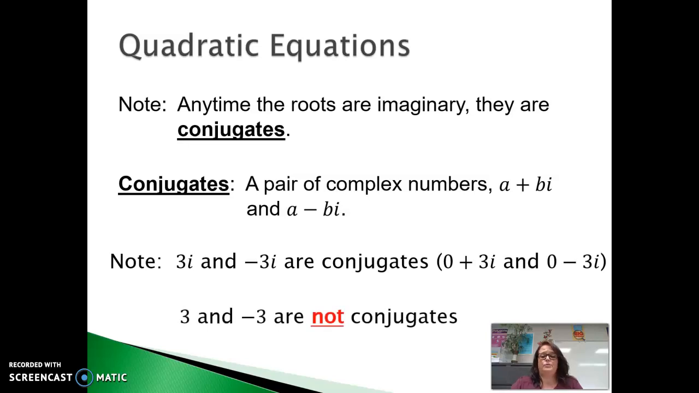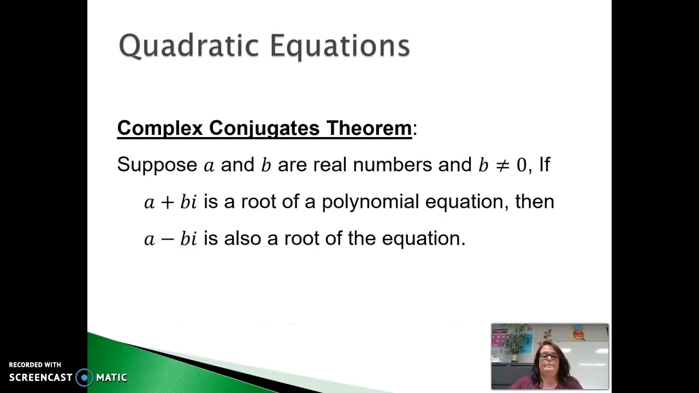But the same is not true for real numbers. 3 and -3 are not conjugates because there's no i that I'm taking the different sign of. So the real number stays the same sign, the a value. It's the imaginary part that changes sign. Okay? So the complex conjugate theorem says if a and b are real numbers and b is not equal to 0, meaning guaranteed we have an i in there, that if a plus bi is a root of a polynomial equation, then a minus bi is also a root of that equation.